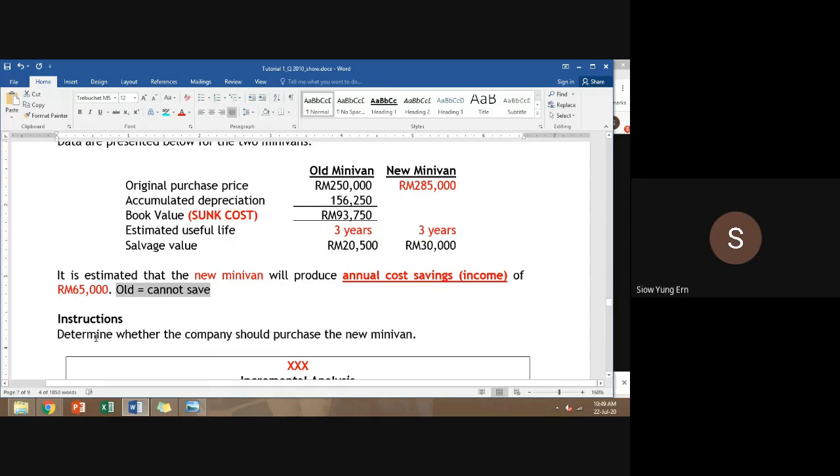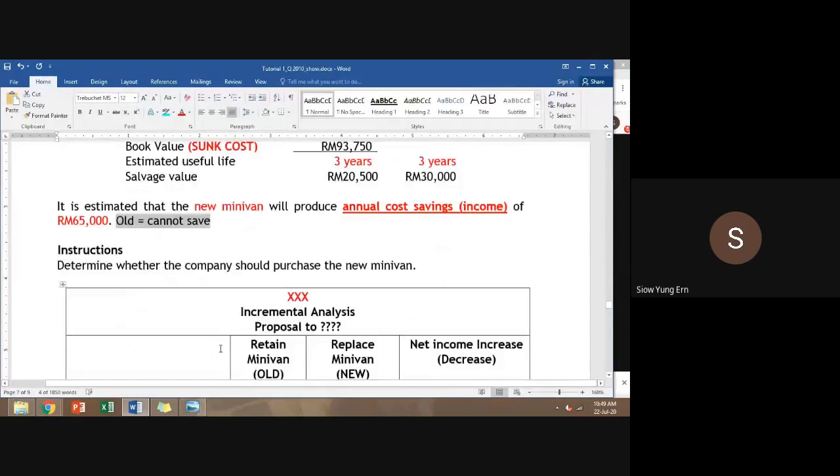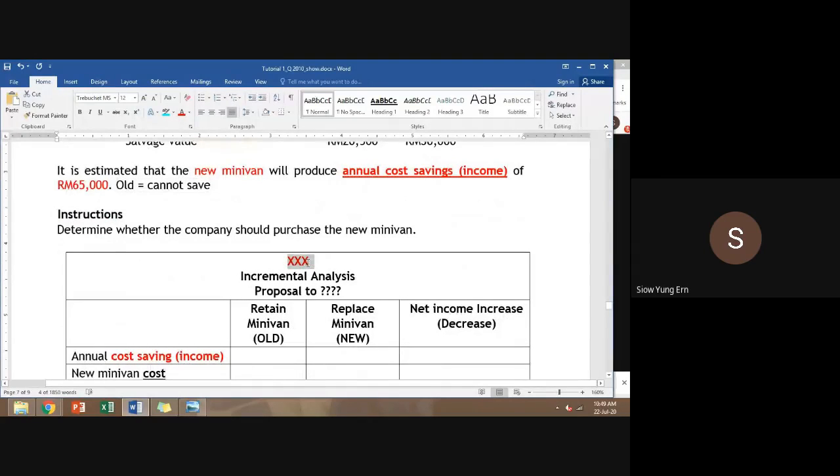So the question says, determine whether the company should purchase the new minivan. So as always, put in your company's name, proposal to retain or replace the old minivan.